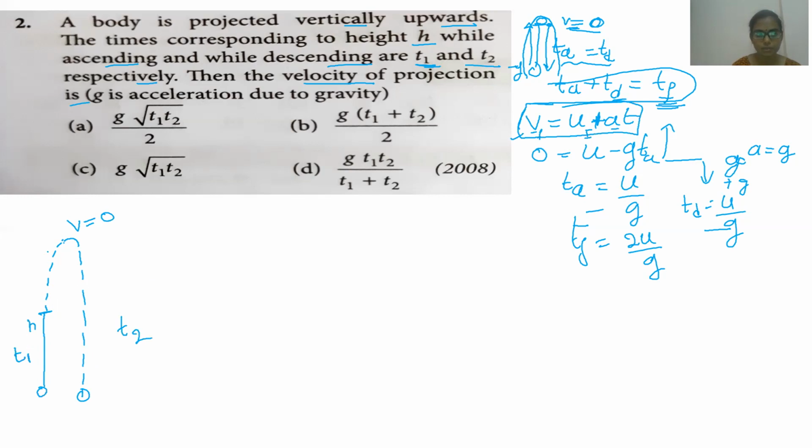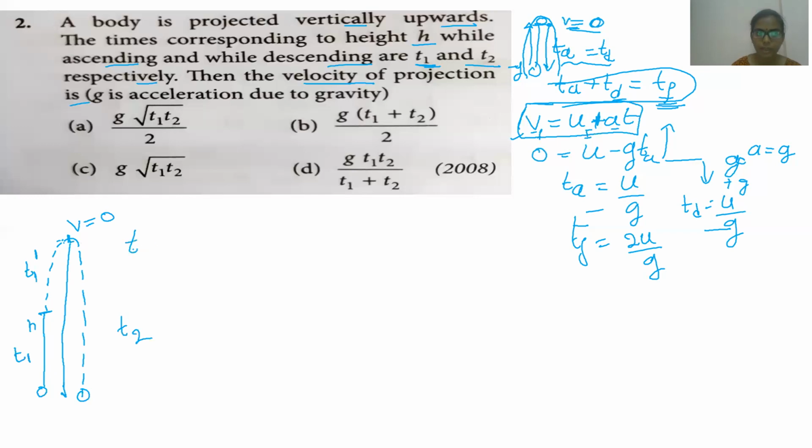Here, let us take this as T1. We don't know the time taken to reach the maximum height, so let us take this as T1 prime, to solve the problem. And see, when a body is going up to reach the maximum height, what I told, this is nothing but the time of ascent, right, children?